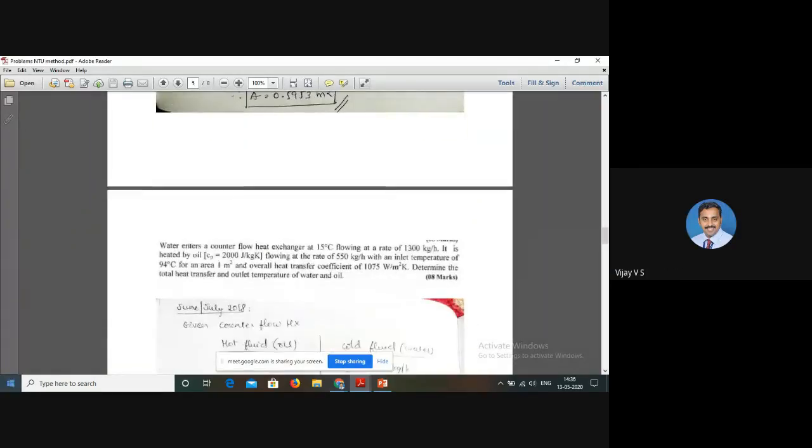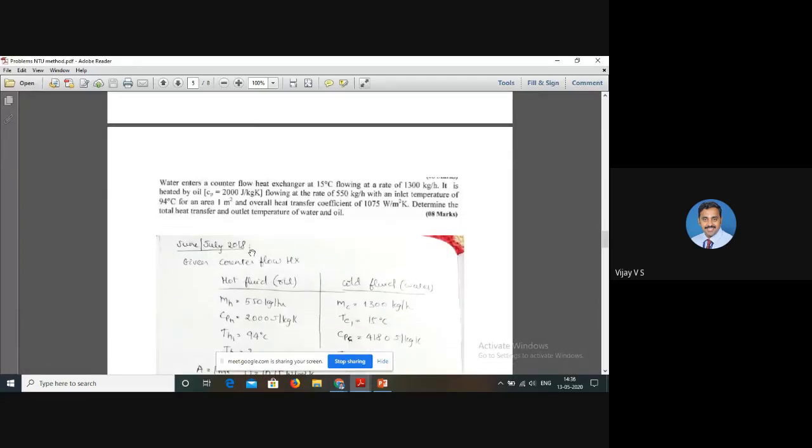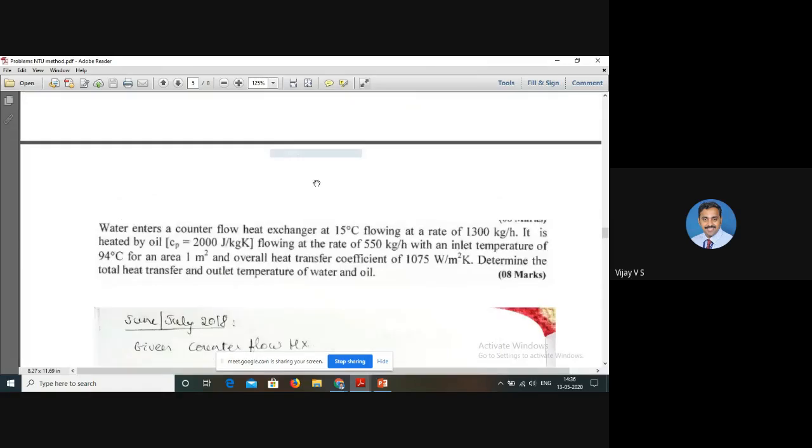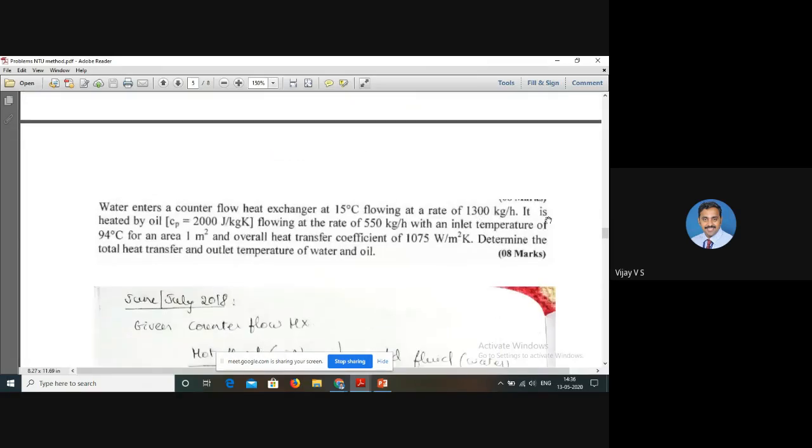Okay, so we'll go to the third problem now. Again, this is from the June, July 2018 question paper. So here, what is given is water enters a counterflow heat exchanger at 15 degrees centigrade, flowing at a rate of 1300 kg per hour. It is heated by oil flowing at a rate of 550 kg per hour with an inlet temperature of 94 degrees centigrade, for an area of 1 meter square, and the overall heat transfer coefficient is given as 1075. Find the total heat transfer and outlet temperature of water and oil. Again they are asking outlet temperature of water and oil.